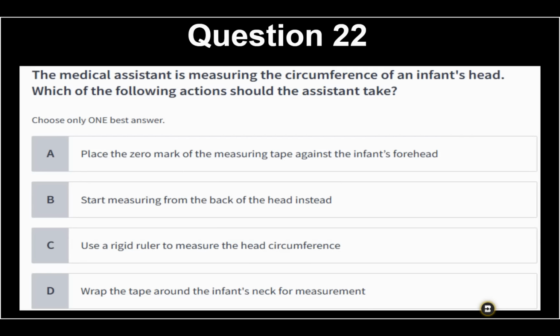Question 22. The medical assistant is measuring the circumference of an infant's head. Which of the following actions should the assistant take?